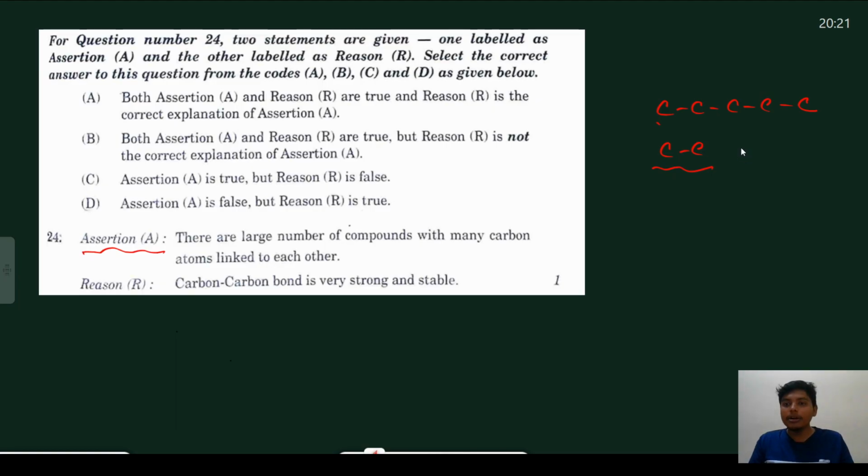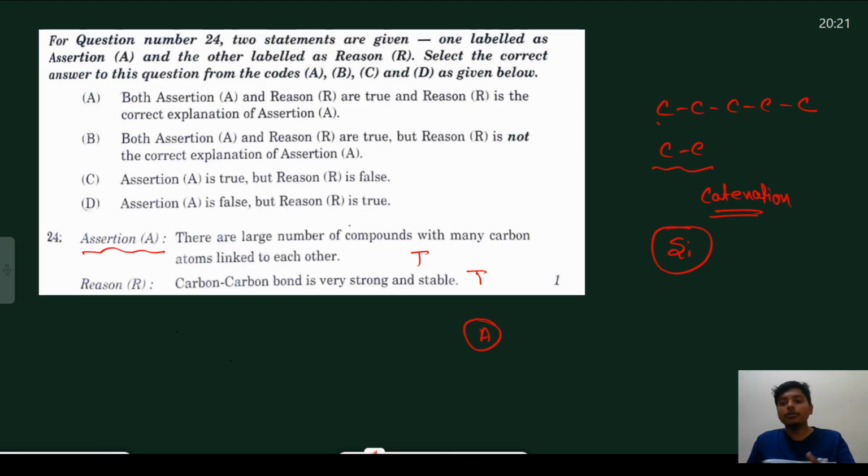You should write in the comment. What is the property when carbon bonds with carbon in a chain? It is known as catenation. Clear? Except carbon, there is one element that shows catenation, that is silicon. Except that, no metal or non-metal will show catenation. Why? Because that bond is not that stable. Understood? So here assertion is true and reason is also true, and the reason is the actual reason for this assertion. So correct answer is A.